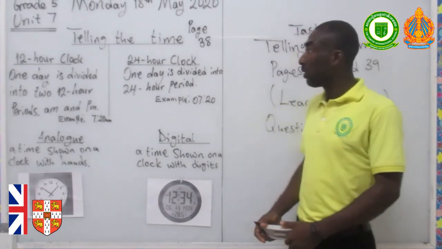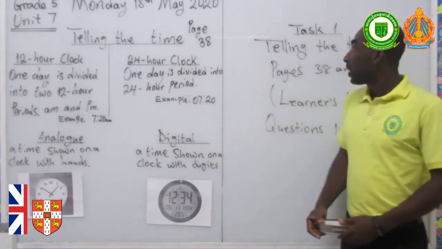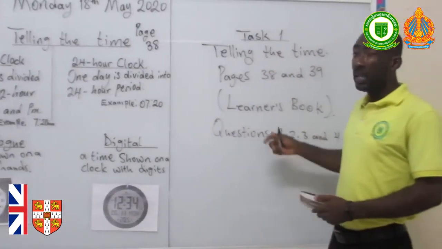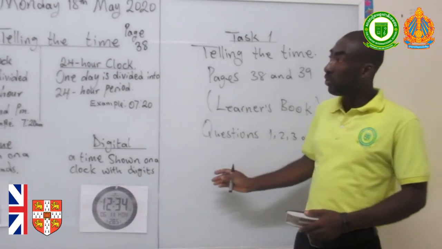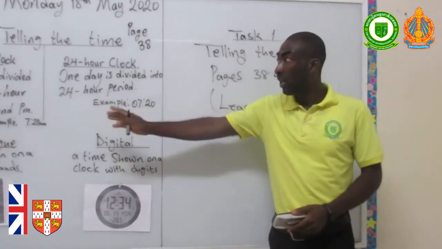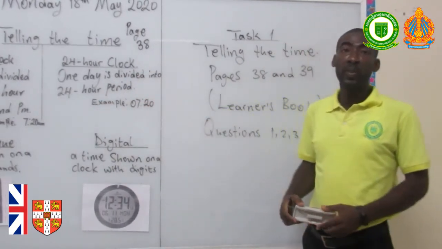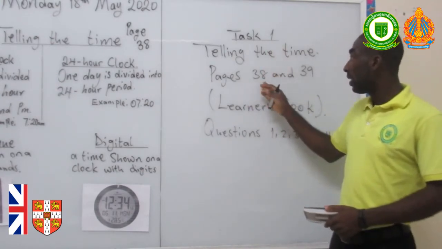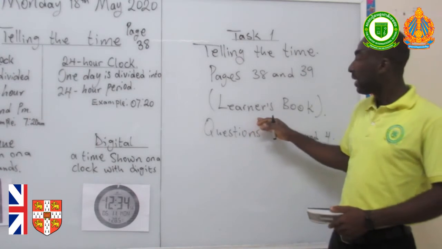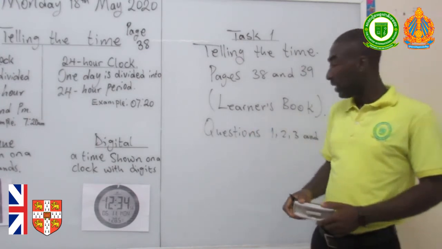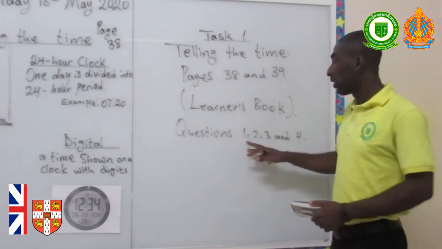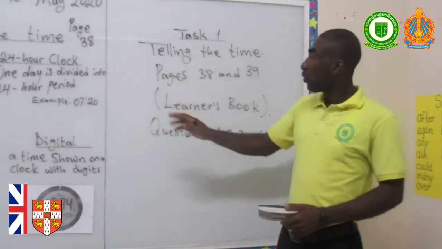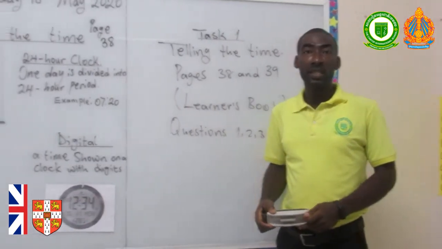Okay, very good. So what we'll do is that we will do a short task, which is our task 1, and that will help us to know the difference between our 12-hour clock and that of our 24-hour clock. So we'll do our task 1 from pages 38 and 39, Learner's Book section of your textbook. You are doing questions 1 up to 4, and with this one, it will expand your understanding of telling time.